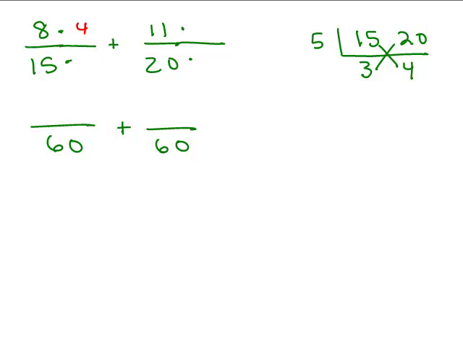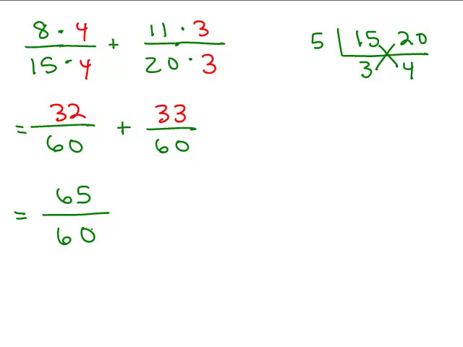So 4 over 4, that's going to give 32/60. And 20 times 3, right, is 60. So that's going to give you 33/60. Okay, so then what happens? I'm going to add my numerators. I get 65/60. Wow. This isn't reduced, and it's also an improper fraction.